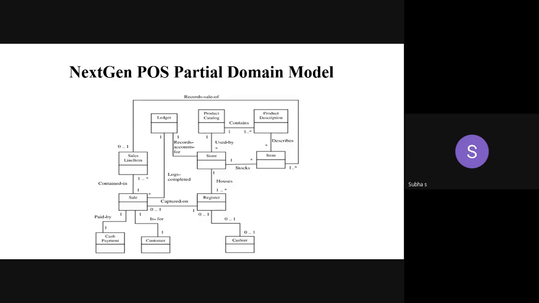I didn't mention any operations at all. If operations are mentioned, it will become a full domain model. I mentioned only the class name, but in association, you have to mention almost all different terms, that is navigation, multiplicity, verb class. If you are having a description class, you must mention that one, etc. So this is the simple representation of the next gen POS.